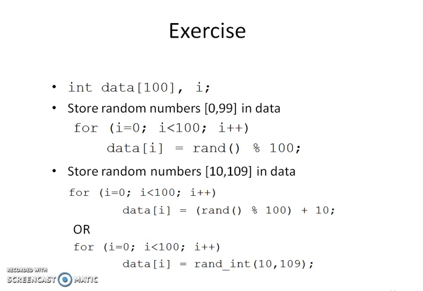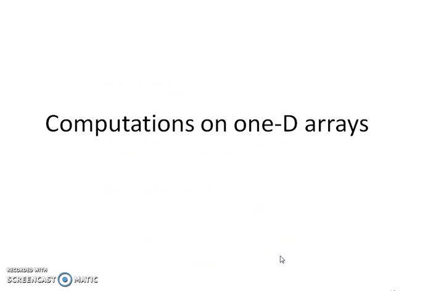Store random numbers between 10 to 109, the same concept as earlier. The only thing is, in the last part I am just adding 10, because I need to store the numbers from 10 to 109. Or you can just say rand integer between 10 to 109. This rand integer is also a function which you can use.